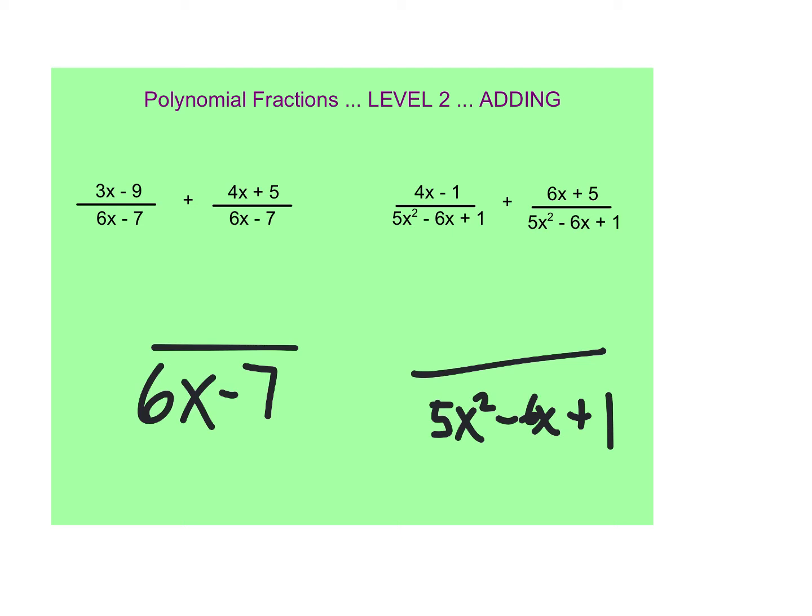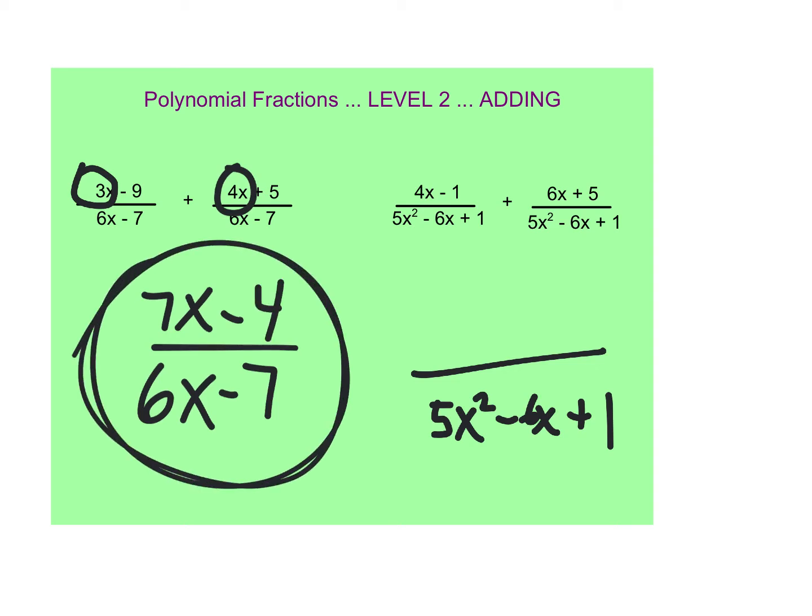Truckee, what did you get on the first one when you put the 3x and the 4x together? 7x minus 4. Yep. And on this one, let's go with Connor. 10x plus 4. That's a minus 1, I'll put a plus 4. You got it.